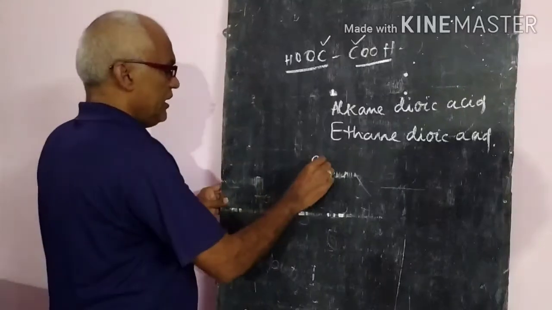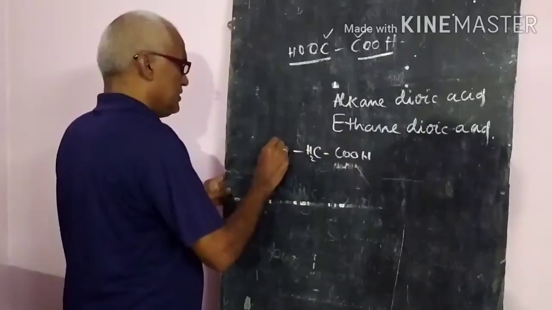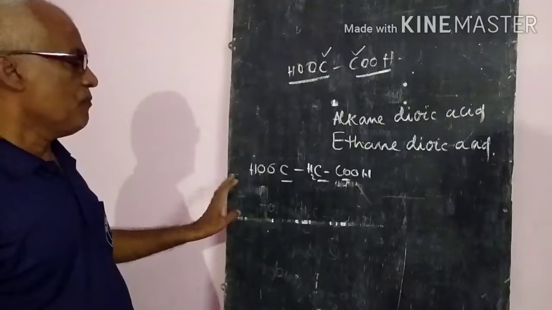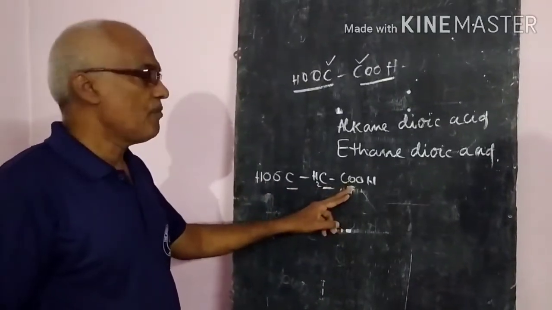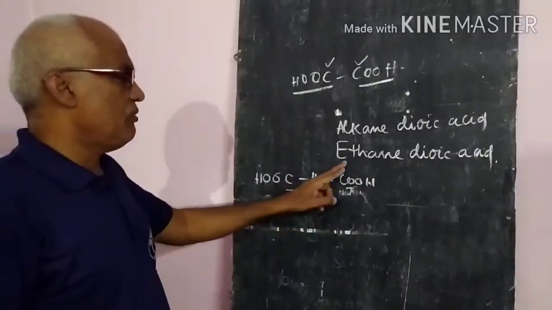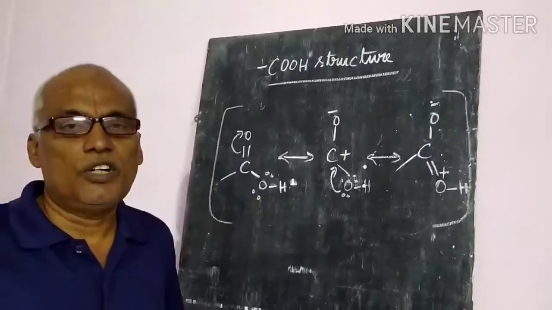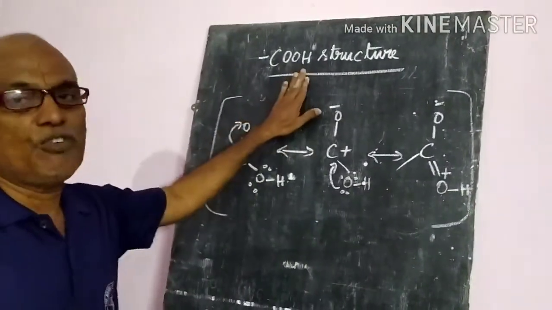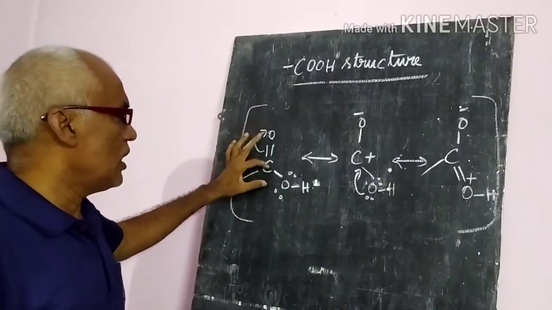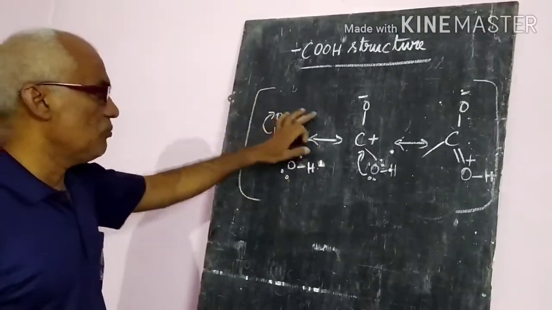Suppose CH2 with COOH on this side and COOH on this side. What name will be given? 1, 2, 3 carbon atoms, so three carbon atoms means propane. Two acid groups are there, so the name is propane dioic acid. Now let us continue with the structure of the COOH group. The carbonyl group and the hydroxyl group, all of these are lying on the same plane.